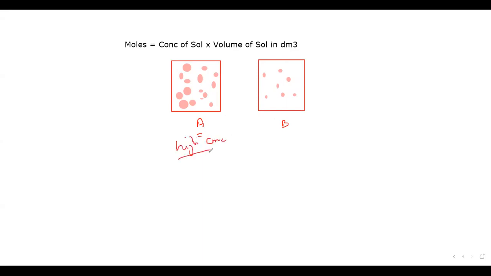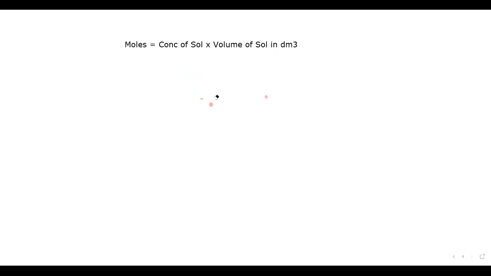The term concentration means how many particles are present in a unit space. So it has more particles, that's why it is high concentration. Fewer particles means low concentration. So concentration refers to the number of particles present in a unit space. And normally it is used for solutions.